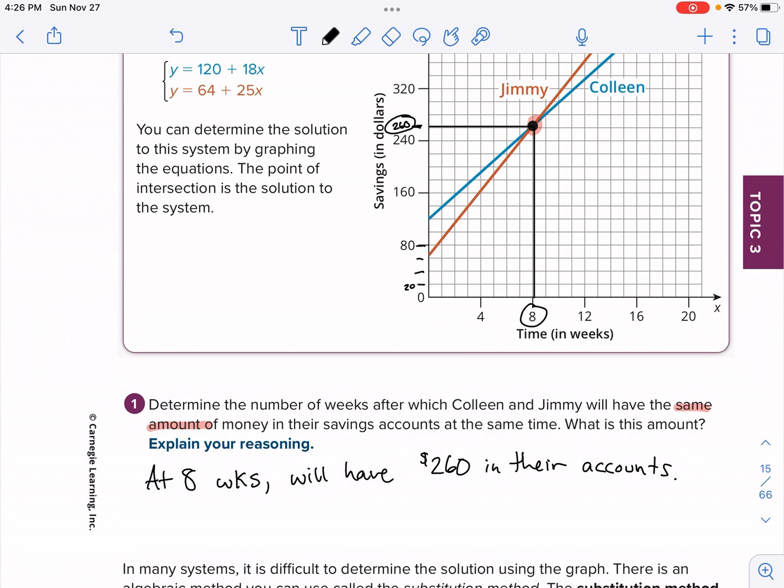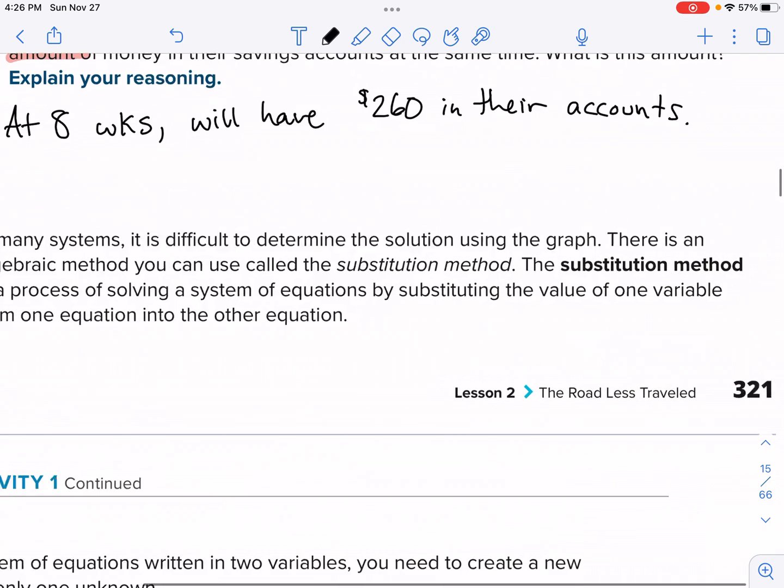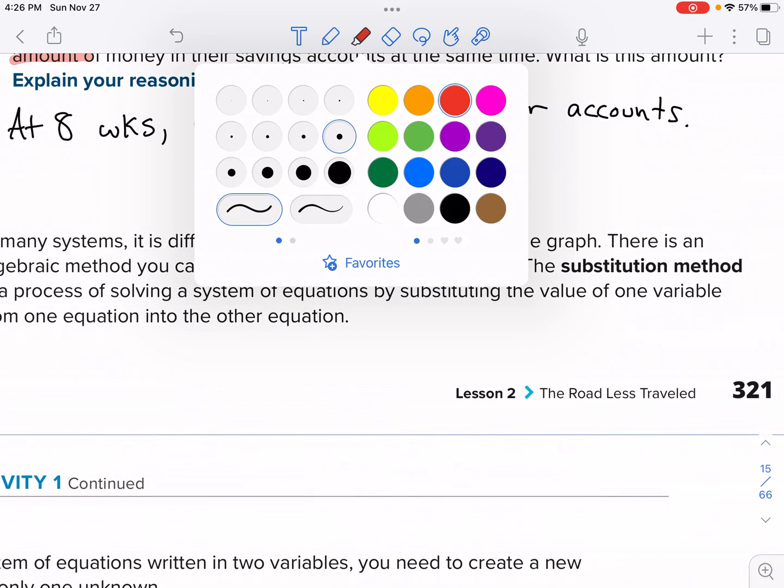Now this is all getting to the main idea, which is there's multiple ways to solve a system, right? You can try to graph it. You can use tables to help you graph it, but there's other methods. So it says, in many systems, it is difficult to determine the solution using the graph. There's an algebraic method they can use called the substitution method. So the substitution method, I'll put this in green.